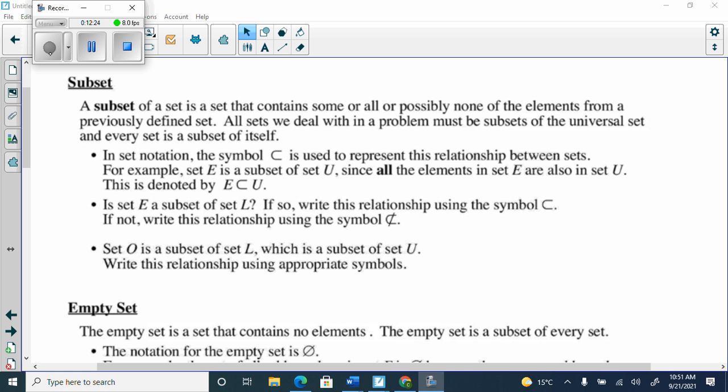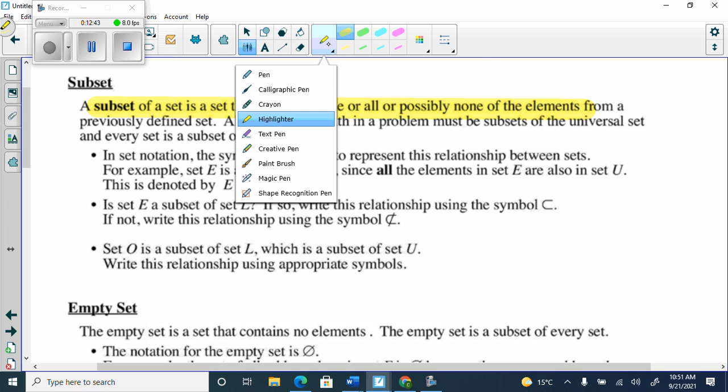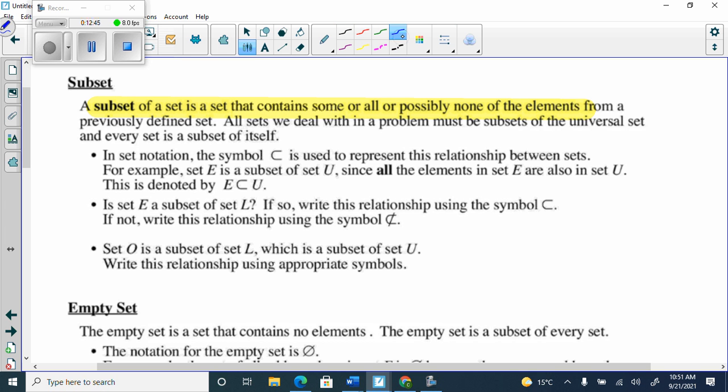So here we have a subset. A subset is a set that contains some, or all, or possibly none of the elements from a previously defined set. And it'll make sense when we go over it. So, all sets we deal with in a problem must be subsets of the universal set.